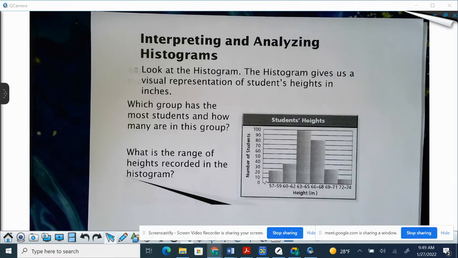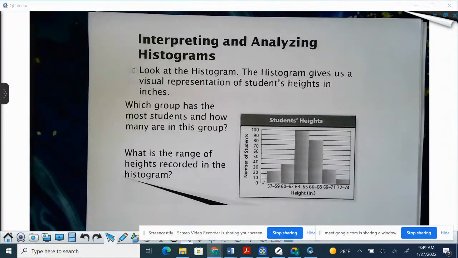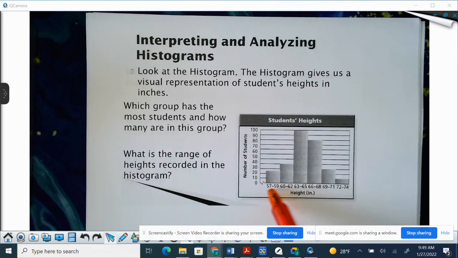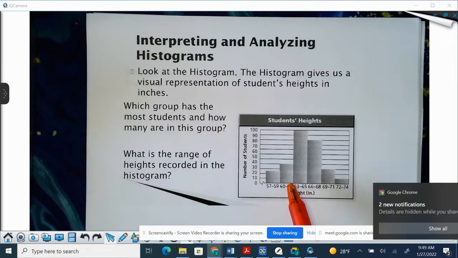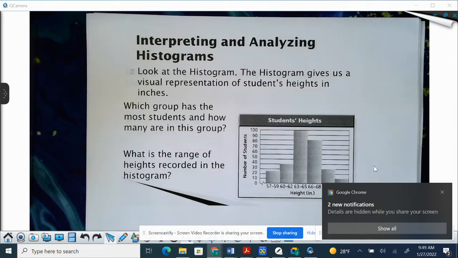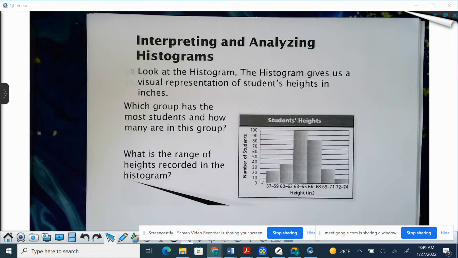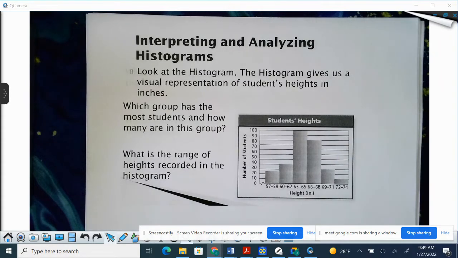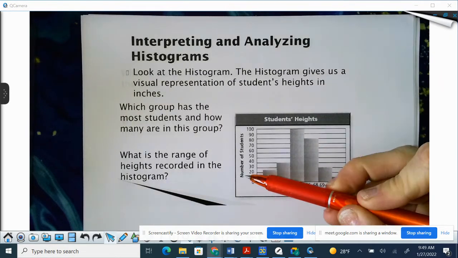Histogram, old school. These are going to be your bars. A histogram versus a bar graph: the bars are bumped together and they have your intervals or domains, 57 to 59, 60 to 62. So it's a set. Which group has the most students and how many are in the group? So most students, this is your number of students and height.